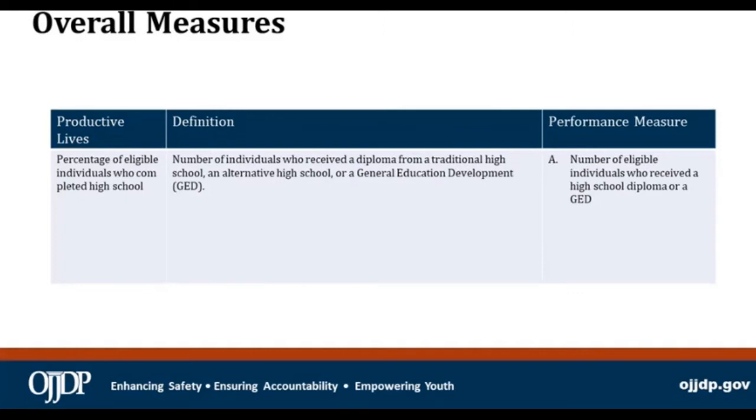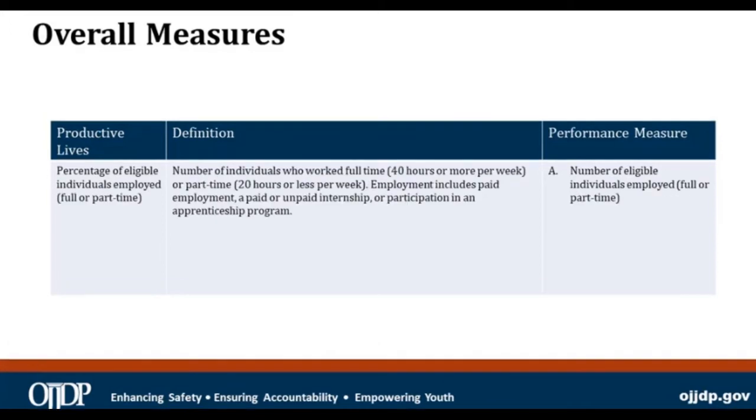Percentage of eligible individuals who completed high school. We define completed high school as individuals who received a diploma from a traditional or alternative high school or received their general education development, or GED. For this measure, you will provide the distinct count of individuals who received a high school diploma or a GED. Number of eligible individuals employed, full or part-time. Employment includes paid employment, a paid or unpaid internship, or participation in an apprenticeship program. 40 hours or more per week defines full-time, and 20 hours or less per week means part-time. This performance measure is calculated by dividing the number of eligible individuals employed by the number of individuals served.